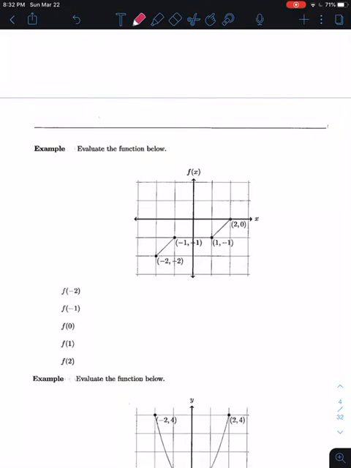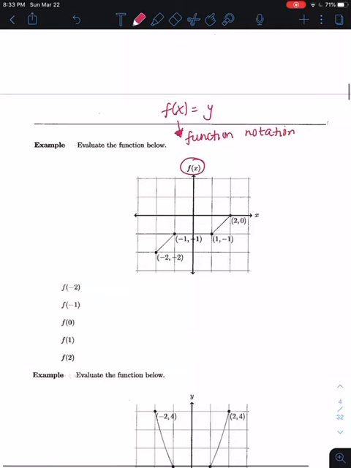All right, so now let's talk about this function looking at a graph. So they have this f with the x in parentheses. Notice how f of x is in the same position as y. So basically, f of x is the same thing as y. That's called function notation. So we have a graph, with an x-axis and a y-axis.